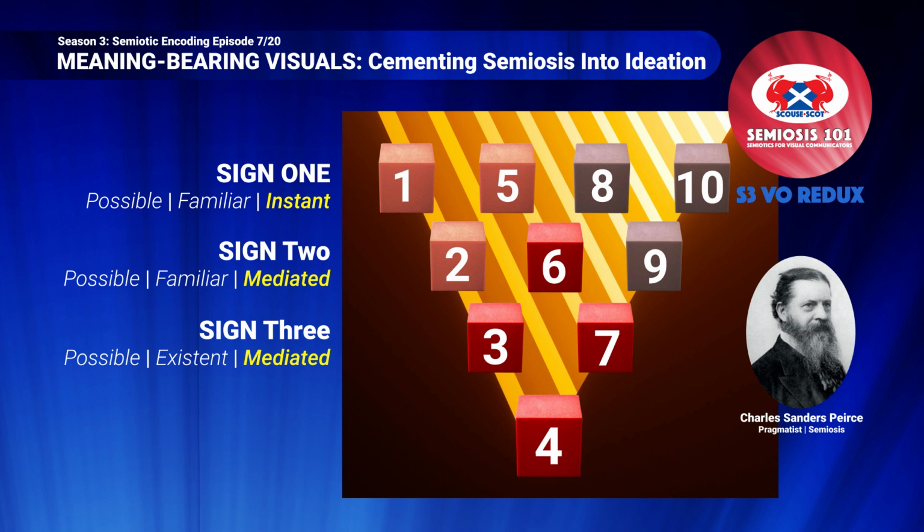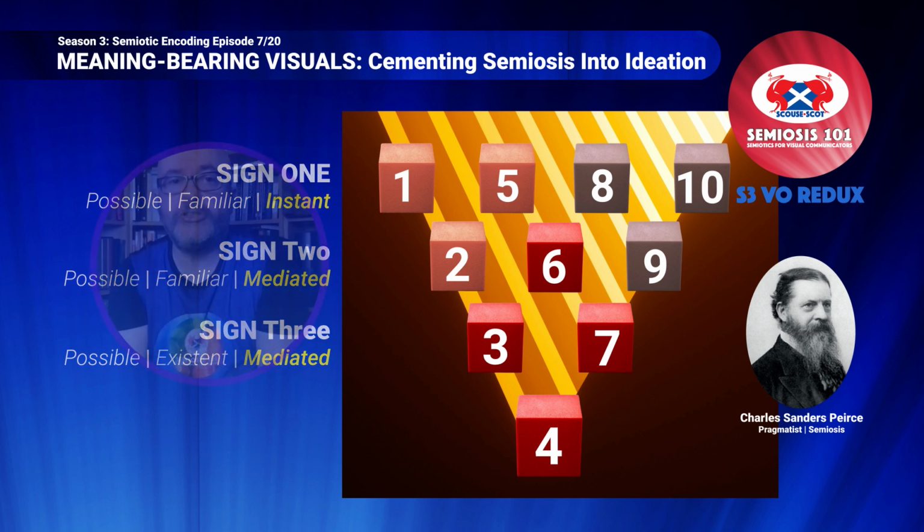In design-centric terms, the next two signs can be described as sign 2, possible, familiar, mediated, and sign 3, possible, existent, mediated. The semiotic mortar, cement, glue, whatever metaphorical binding media you prefer, that binds the semiotic power to communicate is predicated on compounding 3 facets of semiotic communication together.